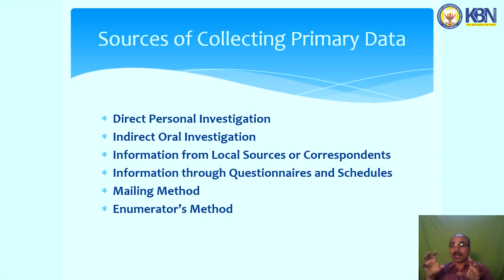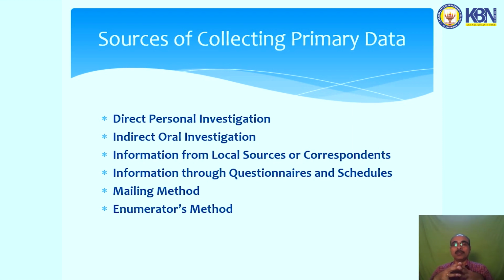The data collected first-hand is called primary data, and the other is called secondary data. That means no one has collected it till now; I am the first person to collect this data. Then this data is called primary data. If someone has already collected the data and I have extracted what I want from it, this is called secondary data.